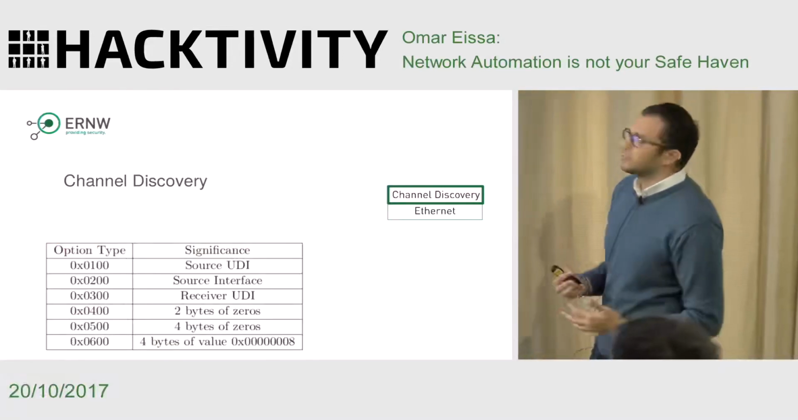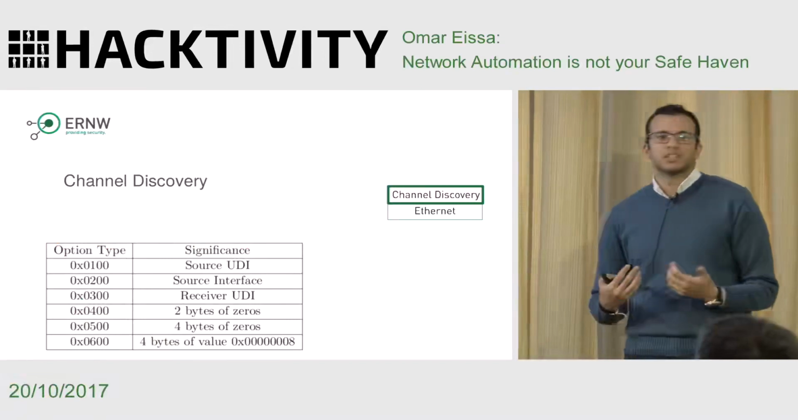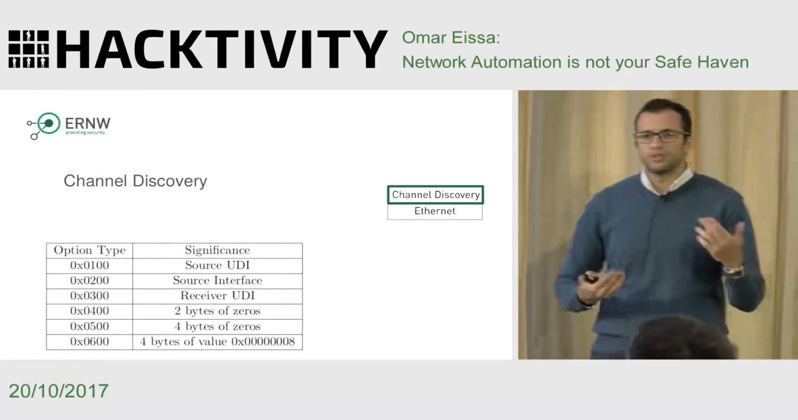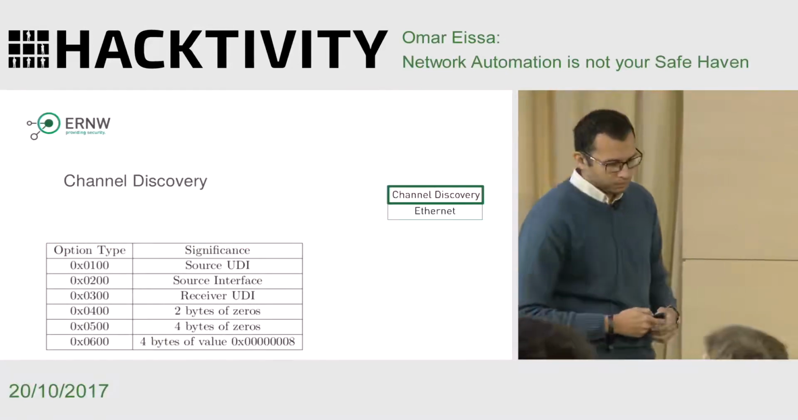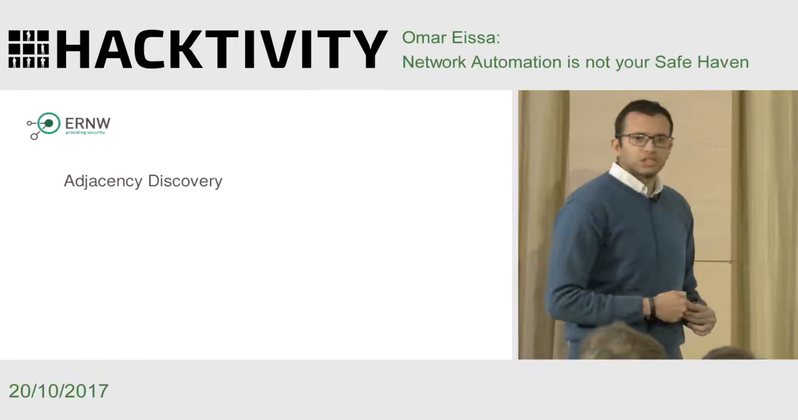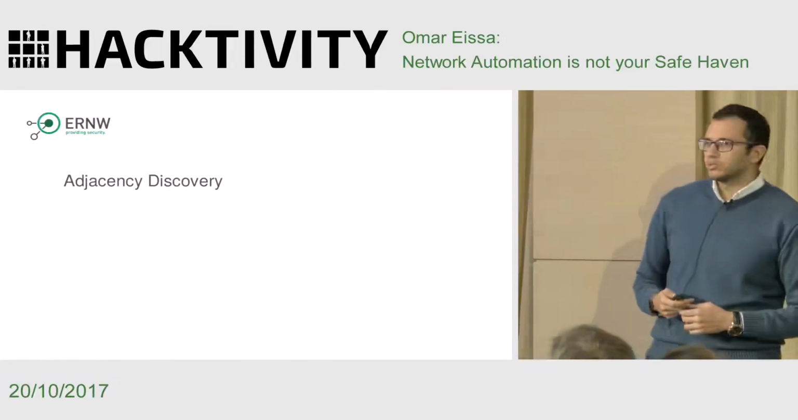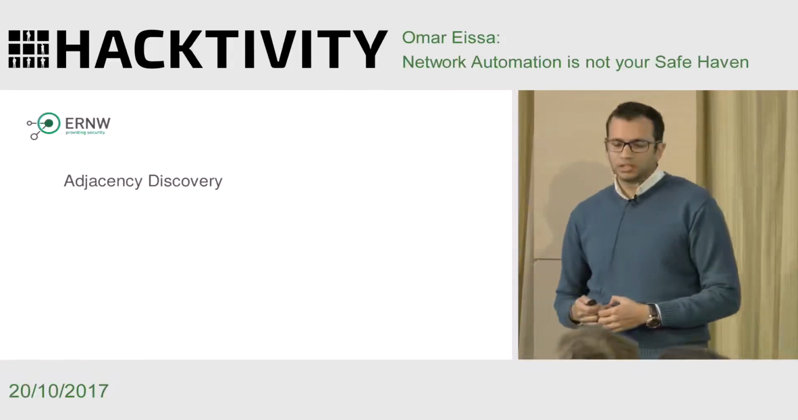The available TLVs for the channel discovery are simple as that. We are just speaking about 1 or 2 frames being sent every now and then, either probes or keepalives, something as simple as this. The adjacency discovery is a bit bigger because supposedly we expect a UDP header here.